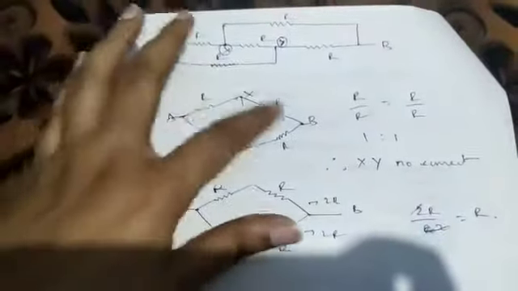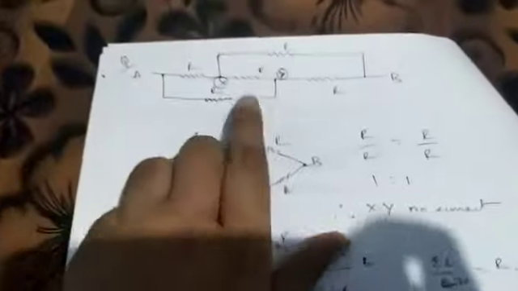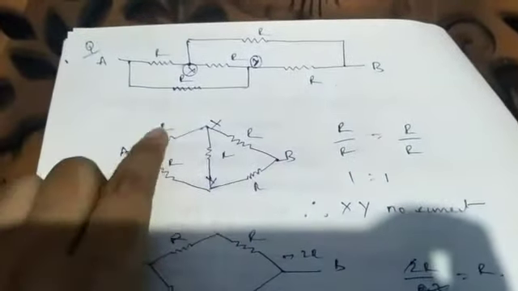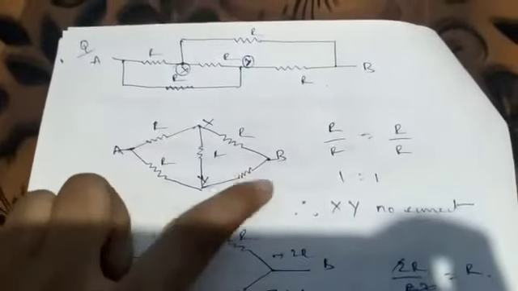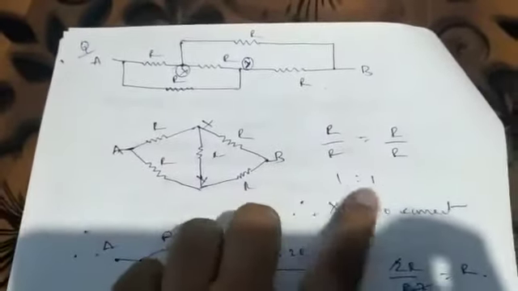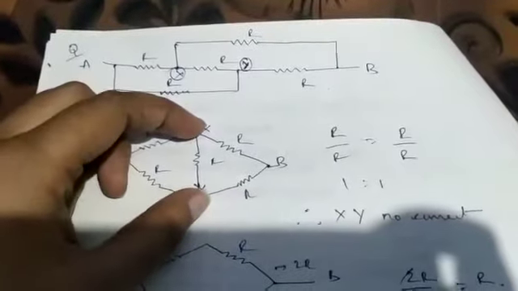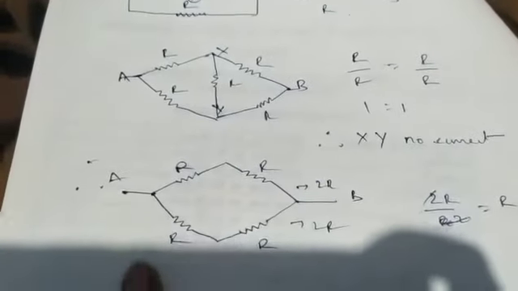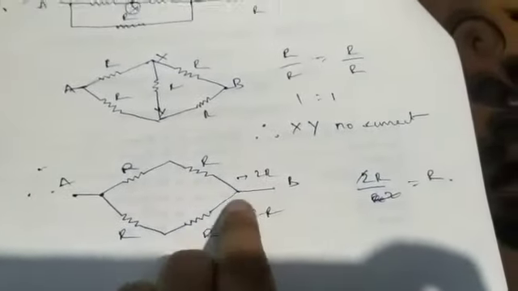So this becomes a Wheatstone bridge. Whenever you see a circuit like this, it is a Wheatstone bridge question. Check the ratio, R by R, which is 1. That means no current is flowing through XY, so it will be removed. So R and R in series, R and R in series, and both are in parallel.